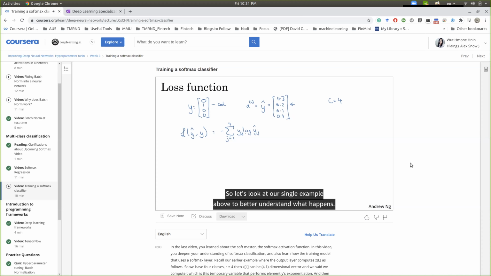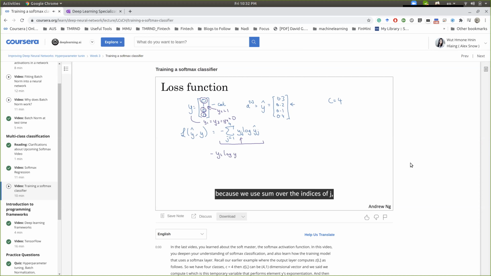Let's look at our single example above to better understand what happens. Notice that in this example, y1 equals y3 equals y4 equals 0, because those are zeros, and only y2 is equal to 1. If you look at this summation, all the terms with zero values of yj equal 0, and the only term you're left with is negative y2 log y hat 2, because when you sum over the indices of j, all the terms end up 0 except when j is equal to 2. And because y2 is equal to 1, this is just negative log y hat 2.